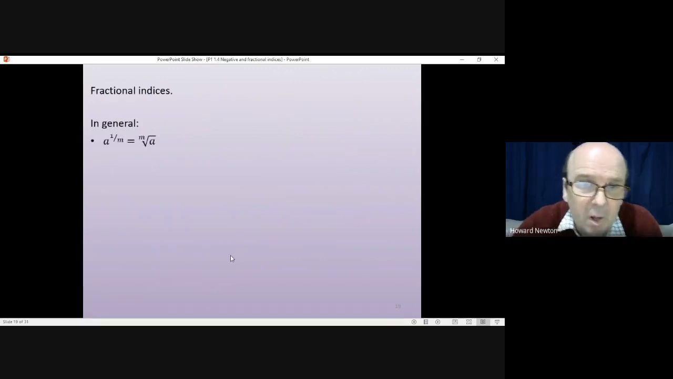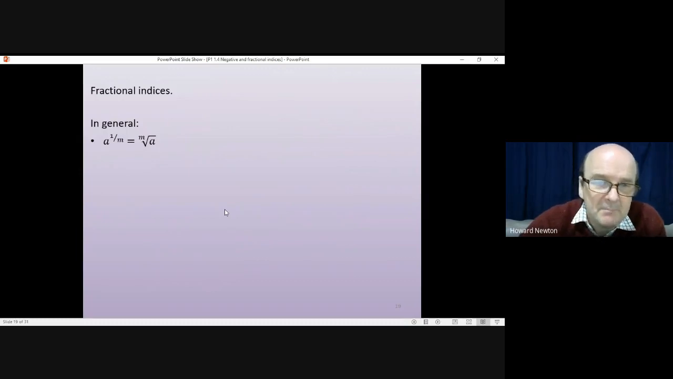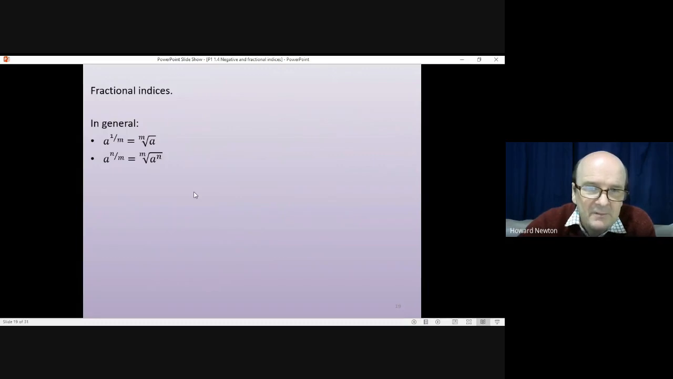So in general, a to the power of 1 over m means the mth root of a. A to the power of a half is the square root of a. A to the power of n over m is what we were just talking about. That would be the mth root of a to the power of n. So the number on the bottom becomes the root. The one on the top becomes the normal power.